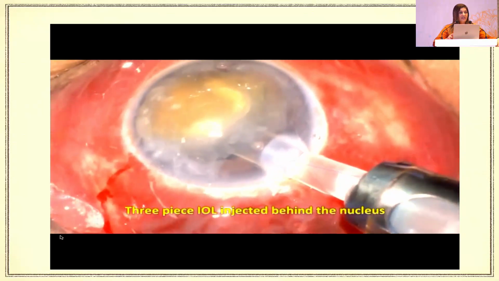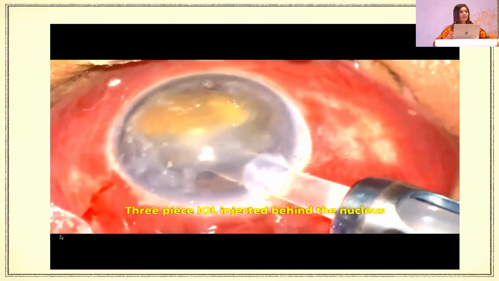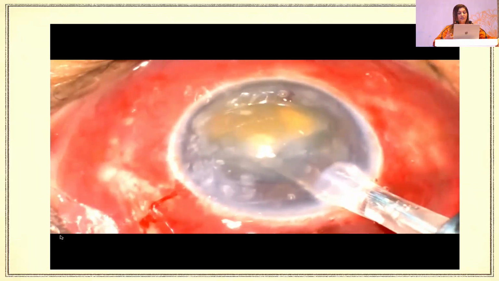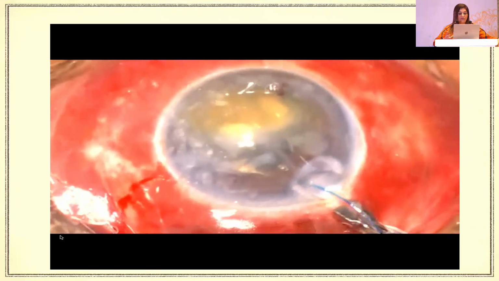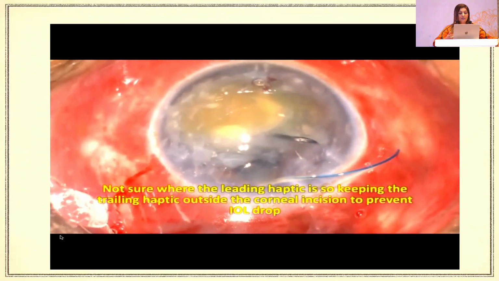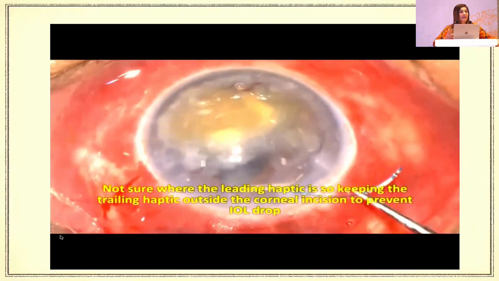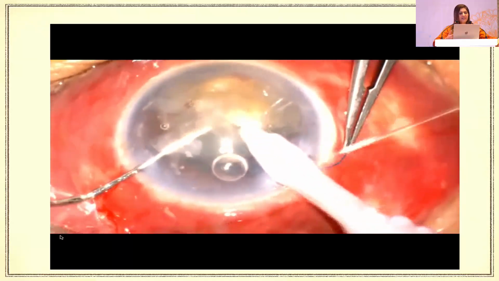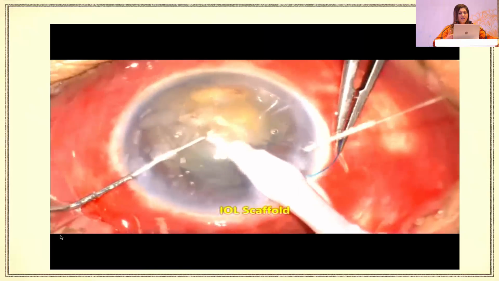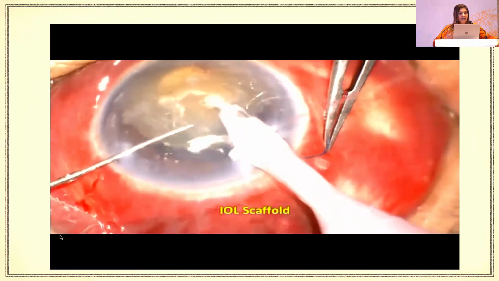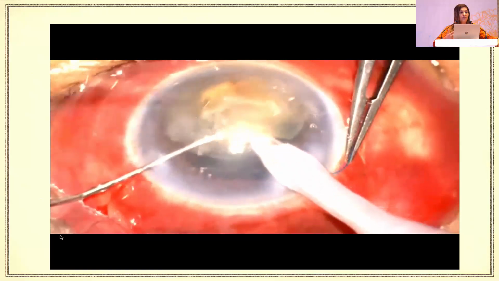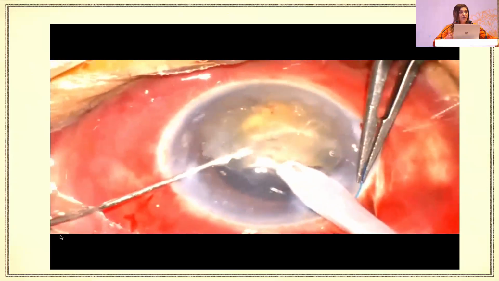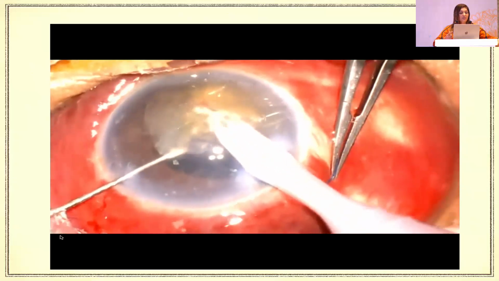Coming up to this case, when the entire nuclear fragment or the entire nucleus is brought into the anterior chamber, just take a 3-piece intraocular lens and inject it behind this nuclear fragment. You have to be very careful when you do this, because you also need to protect the endothelium at this point of time. Now, doing an IOL scaffold procedure, there are many times, for example in this case, it's such a hard nucleus out there. You actually do not see the leading haptic where it is. And whenever in doubt, when you have a trailing haptic, tell your assistant to hold it, because this intraocular lens should not slip and go back into the posterior cavity.